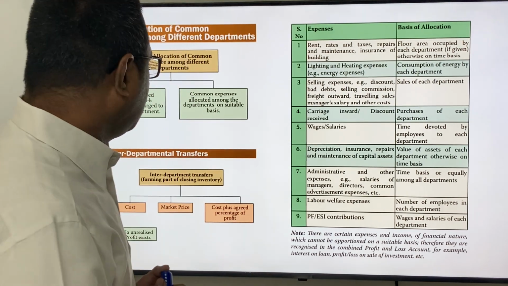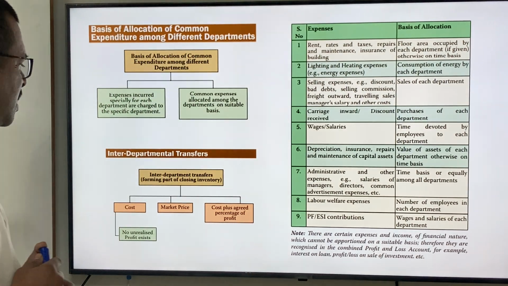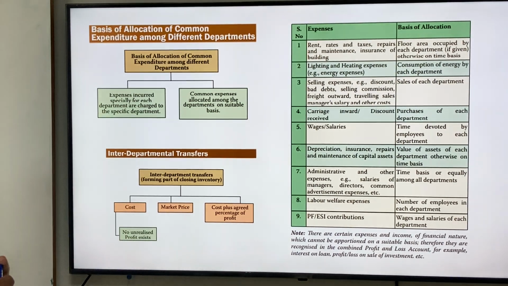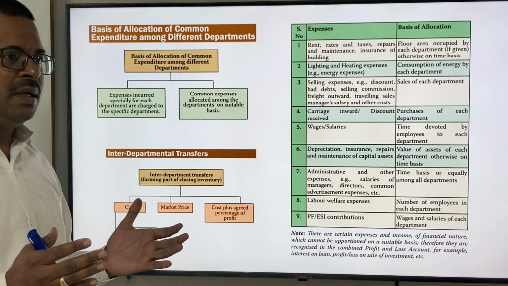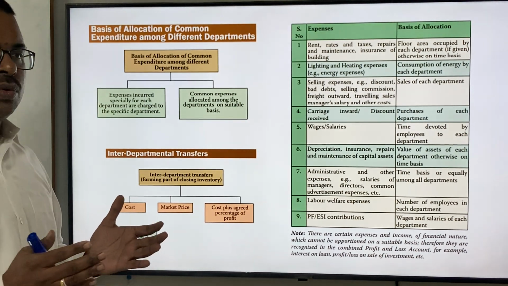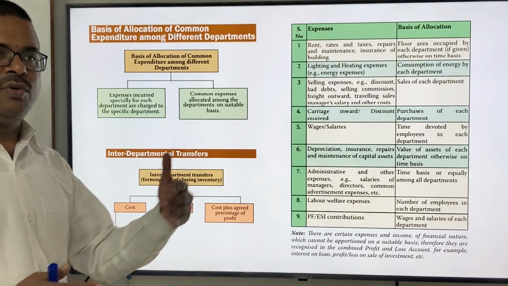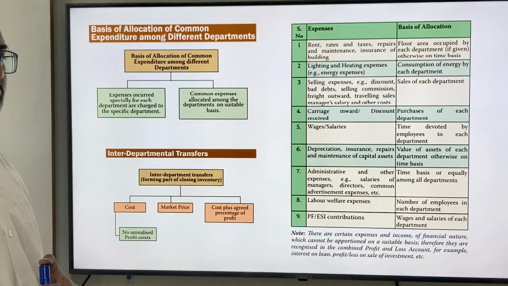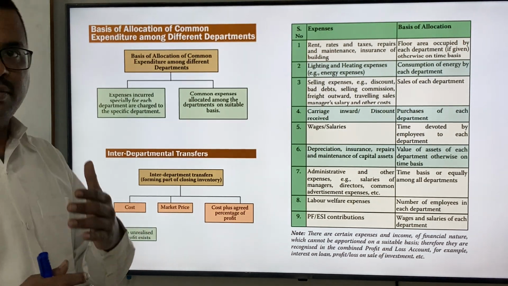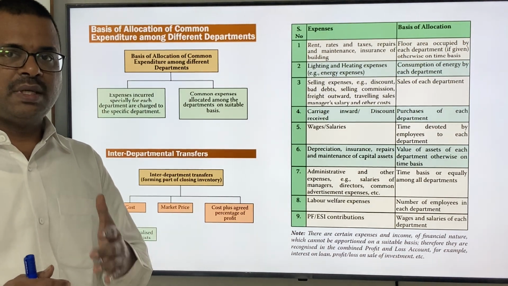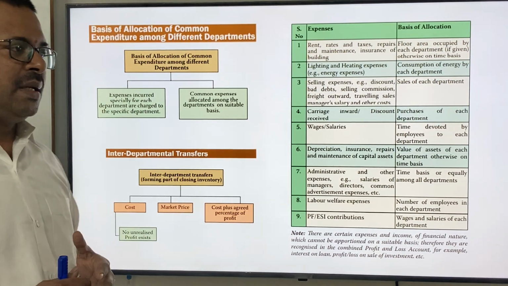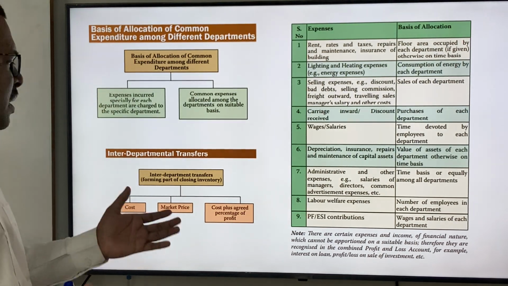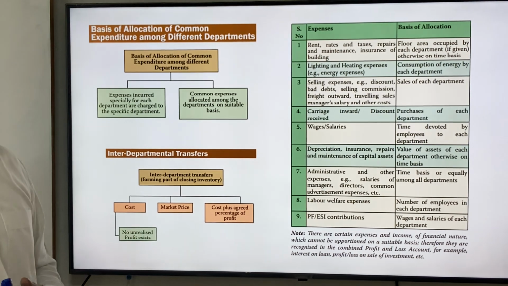Now let us understand the basis on which inter-department transfers are done. As we said, the product or service may go through various departments before it is sold to the outside public. In that case, a cost is incurred at various departments, and that cost is transferred from one department to another department. So the basis of transfer cost can be any of three ways.